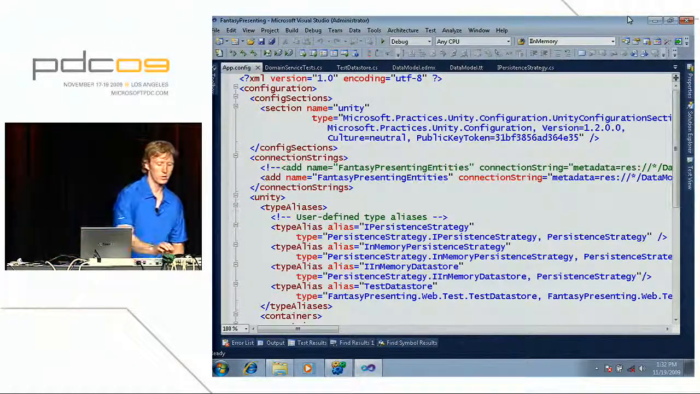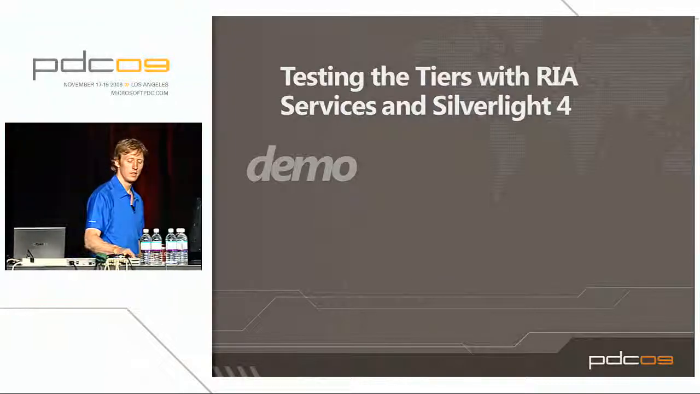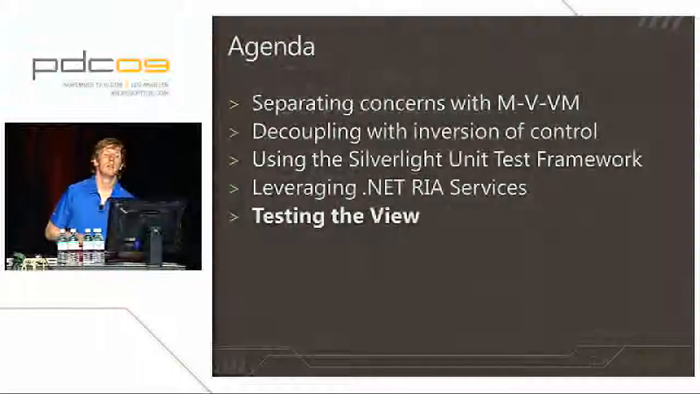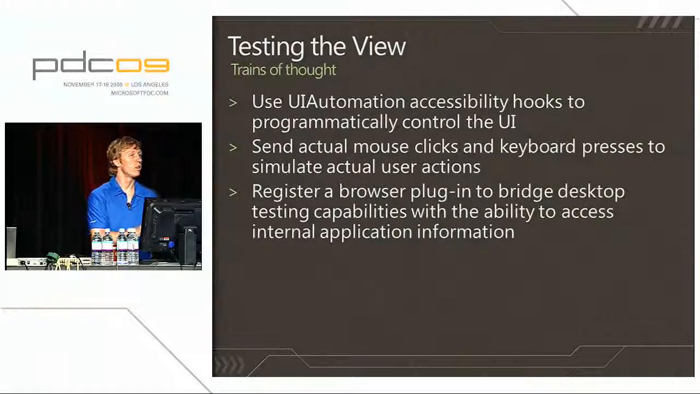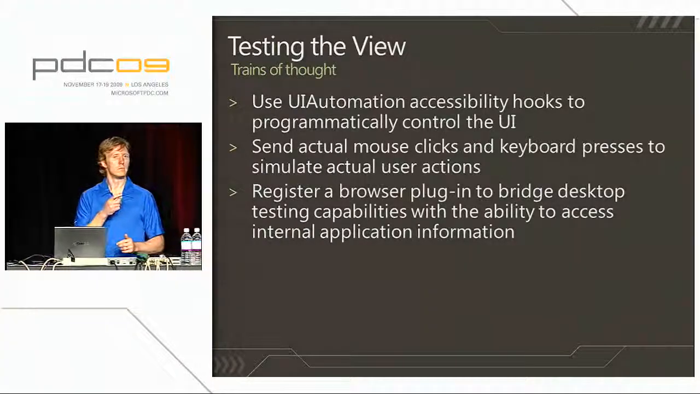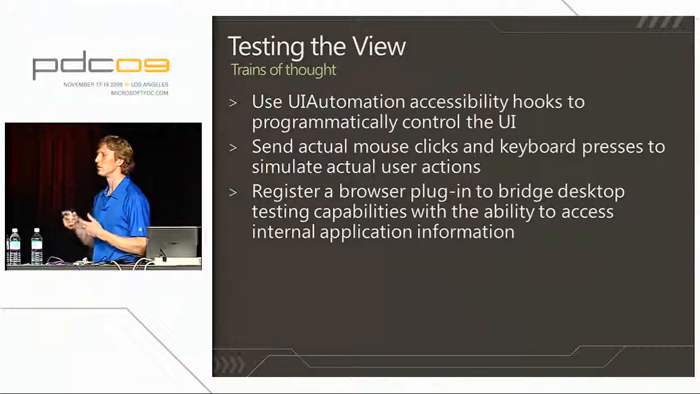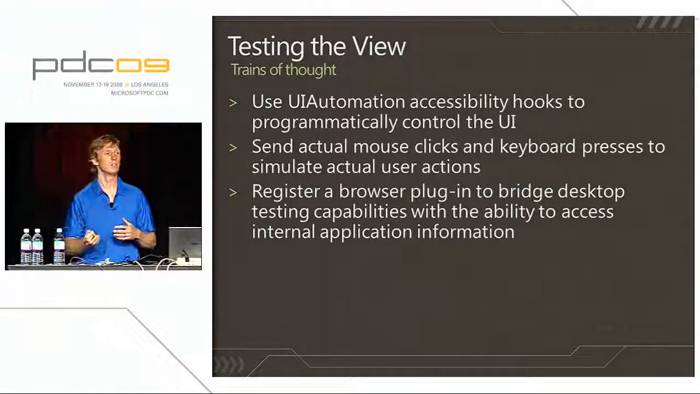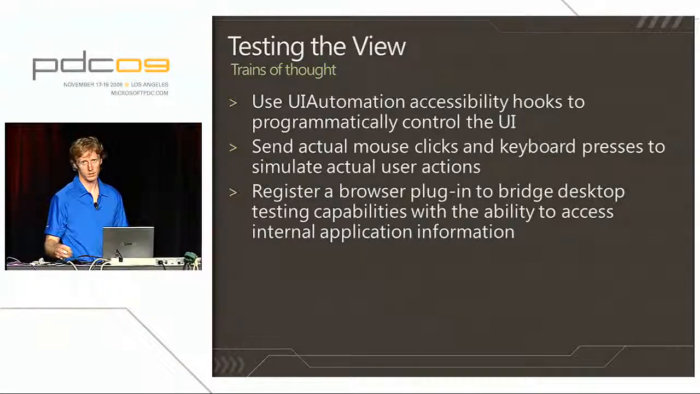Let's pop back real quick. Let me start wrapping up. So, testing the view, we already took a quick look at how we use UI automation. We kind of hijacked it to get our stuff. However, that's a way to do it. You still want to test real user interactions. So for testing a view, you want to be able to actually send your mouse clicks and your keyboard presses.